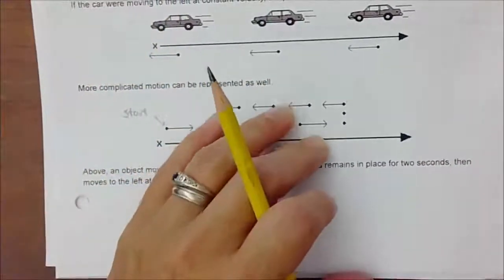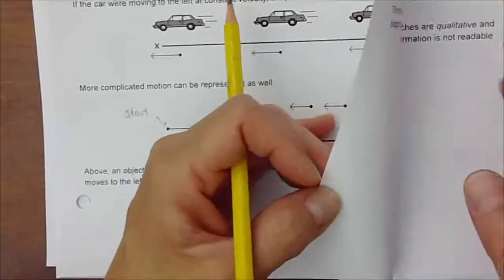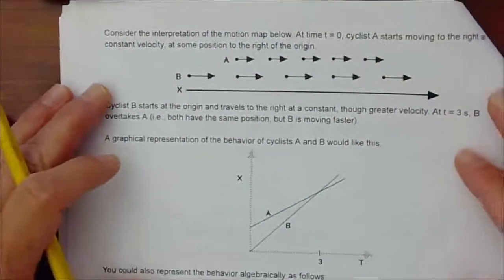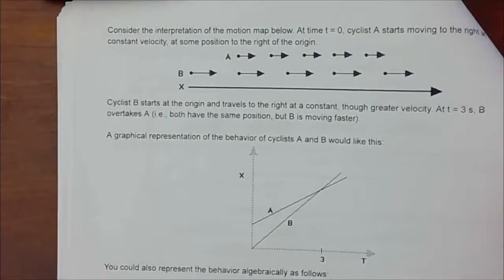I want to stress that in this class, we'll be making semi-qualitative or exclusively qualitative maps. We're not trying to put numbers on them. We're going to let that happen on a position time graph.